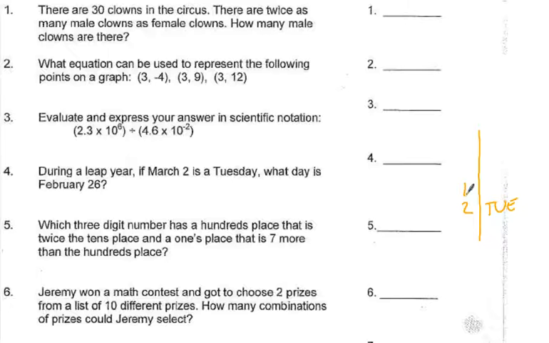March 1st would be a Monday. It is a leap year, so we have February 29th, and so that would be a Sunday. February 28th would be a Saturday. The 27th would be a Friday, and the 26th would be a Thursday.